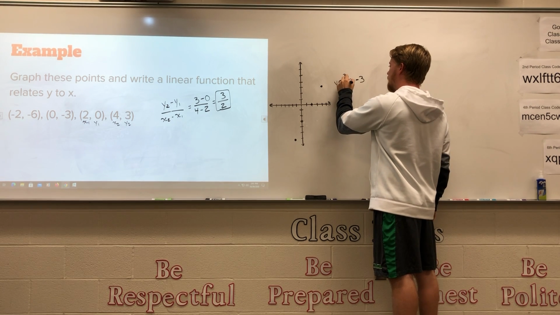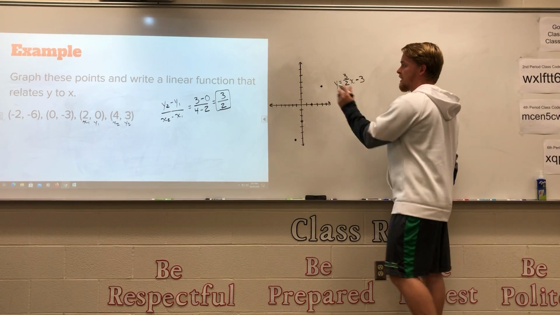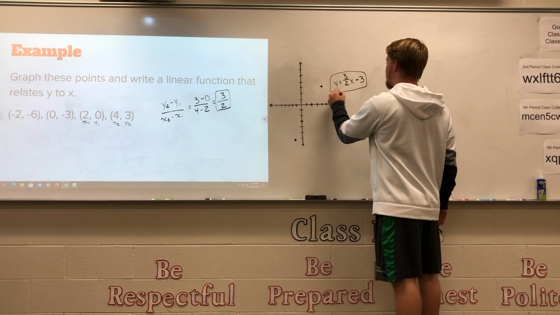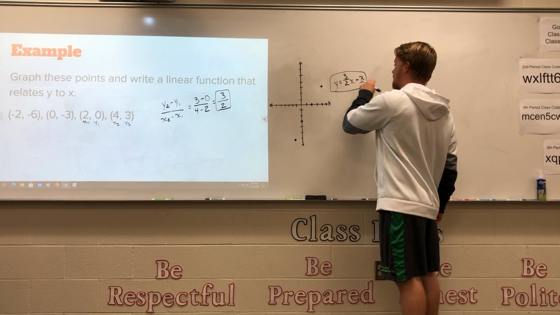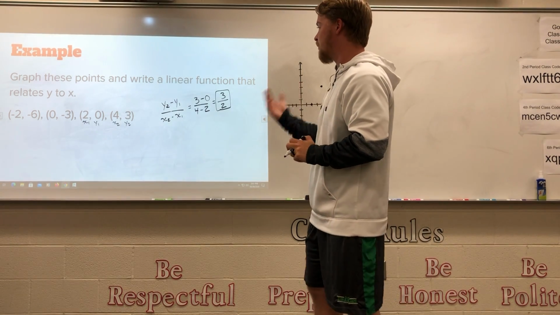So my m is 3/2. So when it says write a linear function that relates y to x, there it is. y equals 3/2 x minus 3. So for those that struggled in 4.6, this is just a review of that.